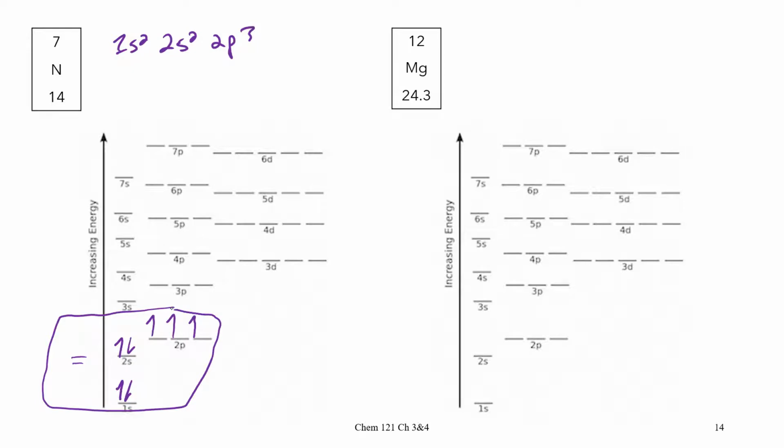So let's look at magnesium. We know the electron configuration for magnesium is 1s2, 2s2, 2p6, 3s2. And so we can do the same thing we did with the last one. We want to go up to 12. So 1, 2, 3, 4, 5, 6, 7, 8, 9, 10, 11, 12. And so that's our orbital diagram for magnesium.